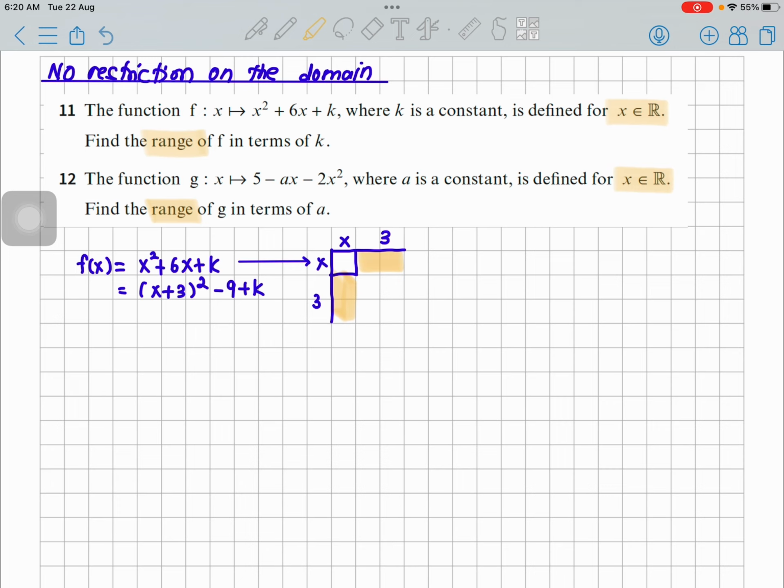Then what do I do with the k? So you pause the k first. We're going to complete the entire square. And what is the area of this whole square? You look at the side length. The side length is going to be x plus 3. So the area of the whole square is going to be x plus 3 squared.